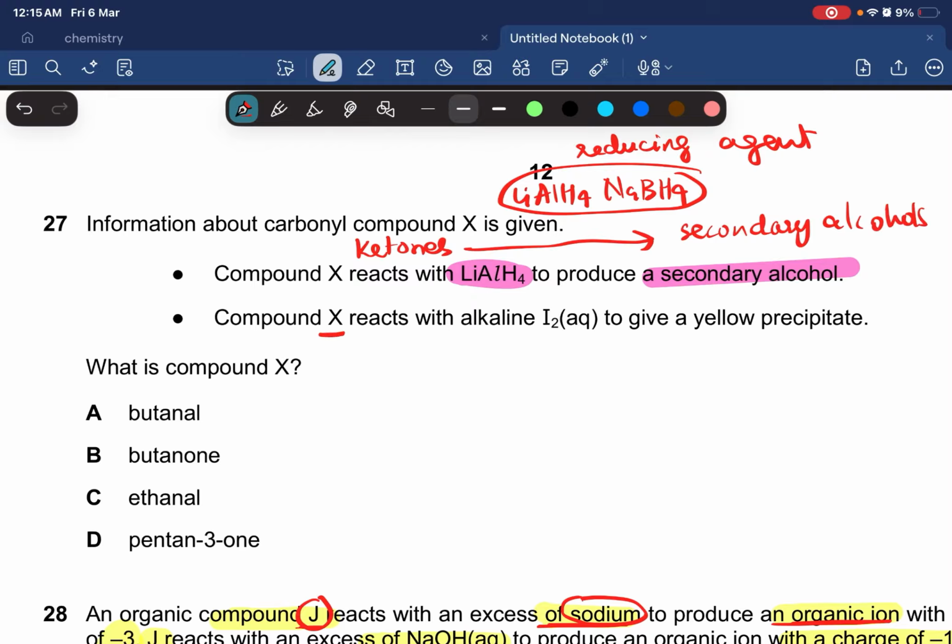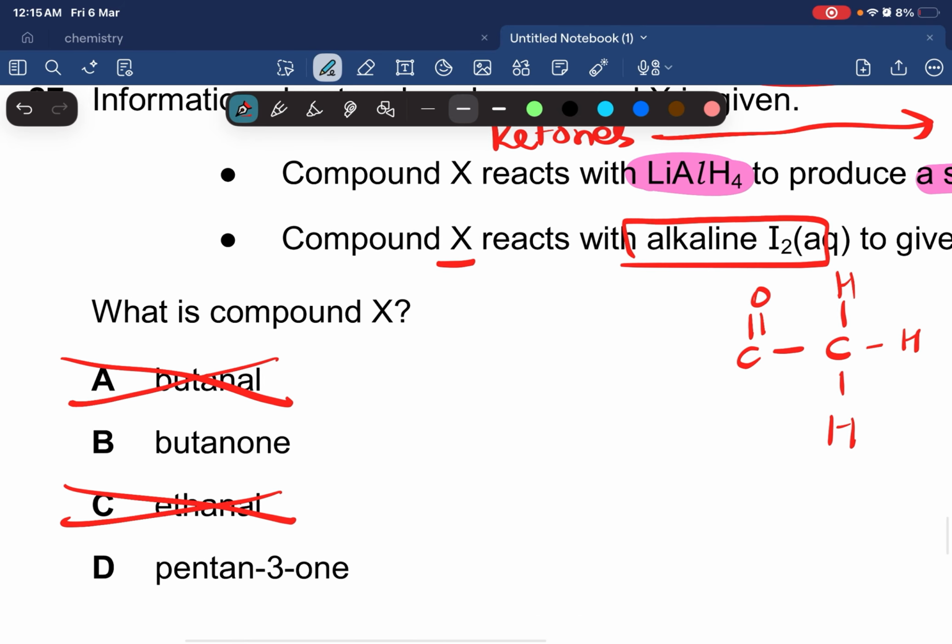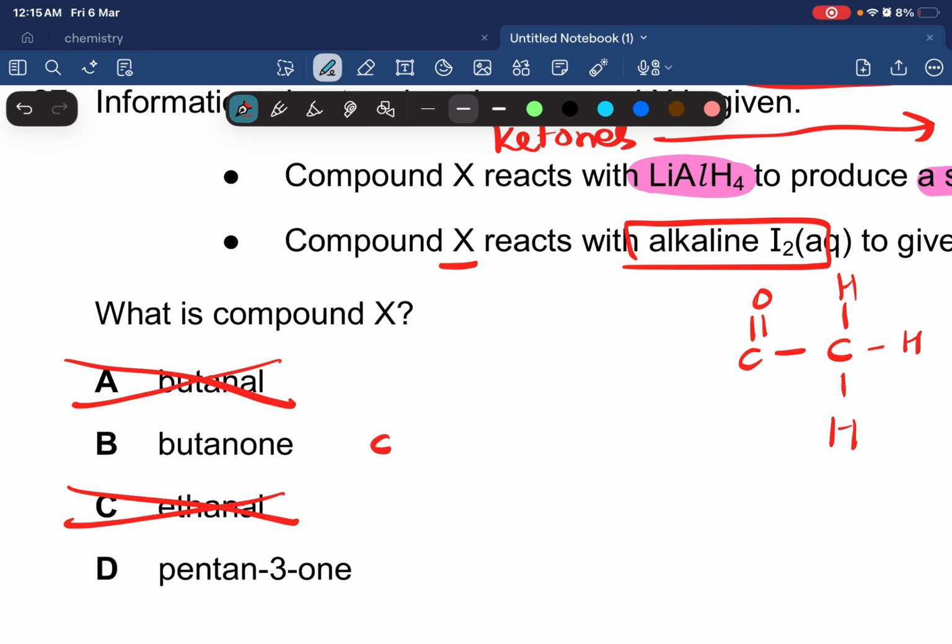Compound X reacts with alkaline I2 to give a yellow precipitate. That means it has a C=O CH3 group. Okay, that's what it's telling you. It cannot be butanol. We're looking for a secondary alcohol. It cannot be ethanol. So let's check butanone and pentanone. So butanone is going to be 1, 2, 3, 4.